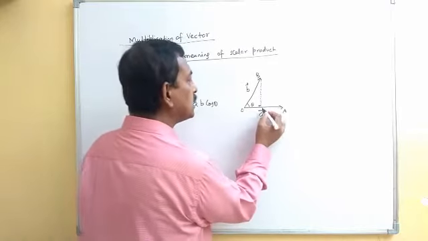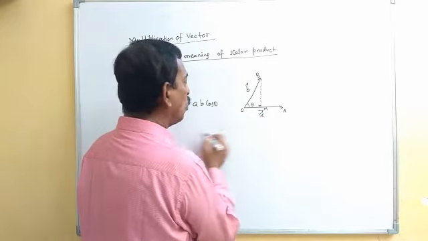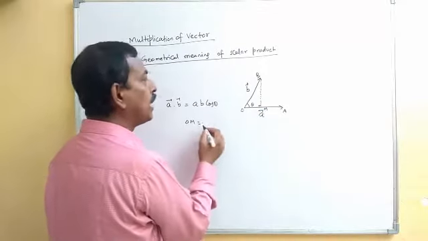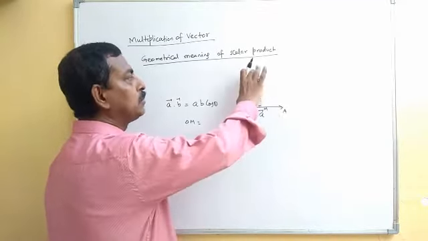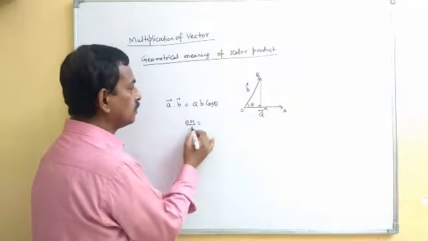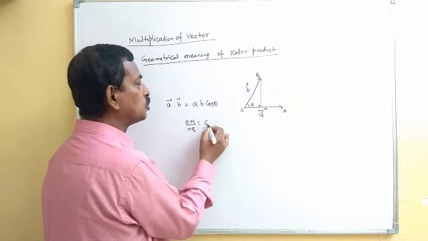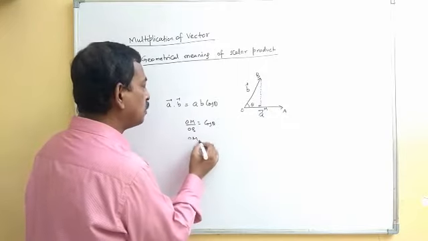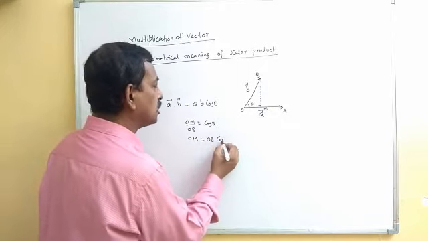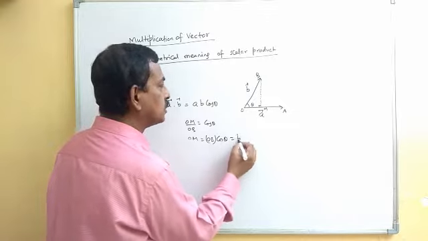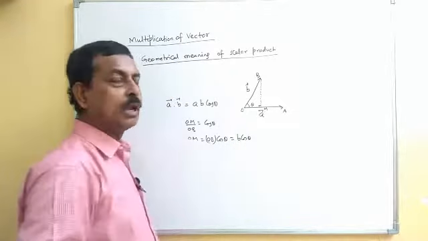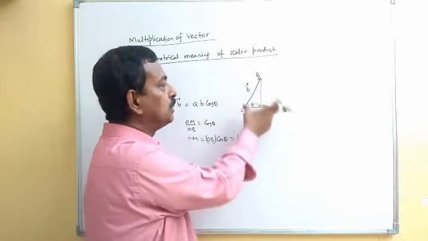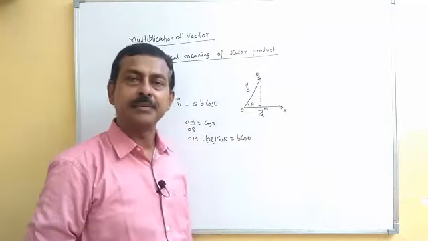So suppose this is your M, OM. What can we write for this OM? OM divided by OB is equal to cos theta. So this OM will be your OB cos theta, or that can be written as B cos theta. What is this OM? This is the component of the vector B in the direction of vector A.